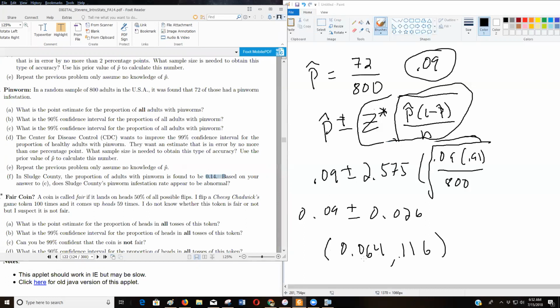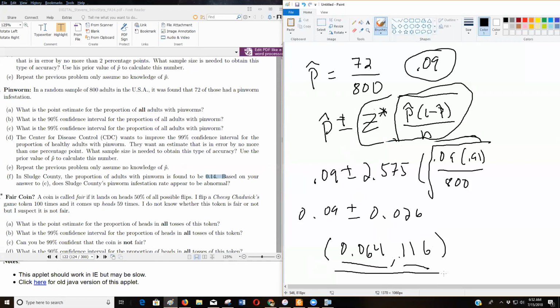Well, it is outside of my 99% confidence interval. So yeah, that's an unusual result. It's unusually high. So yeah, something's up in Sludge County. It looks like they need some sanitation help. Just to make sure you understand what I did, that point estimate, or maybe I guess that's a parameter, is outside of my confidence interval. And that's a 99% confidence interval. So there's not a lot of wiggle room.